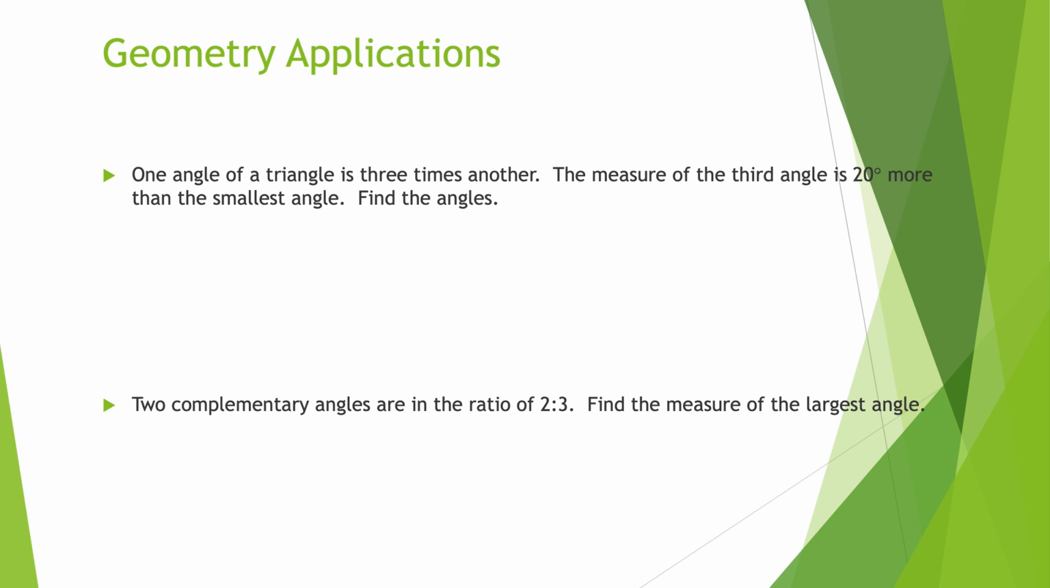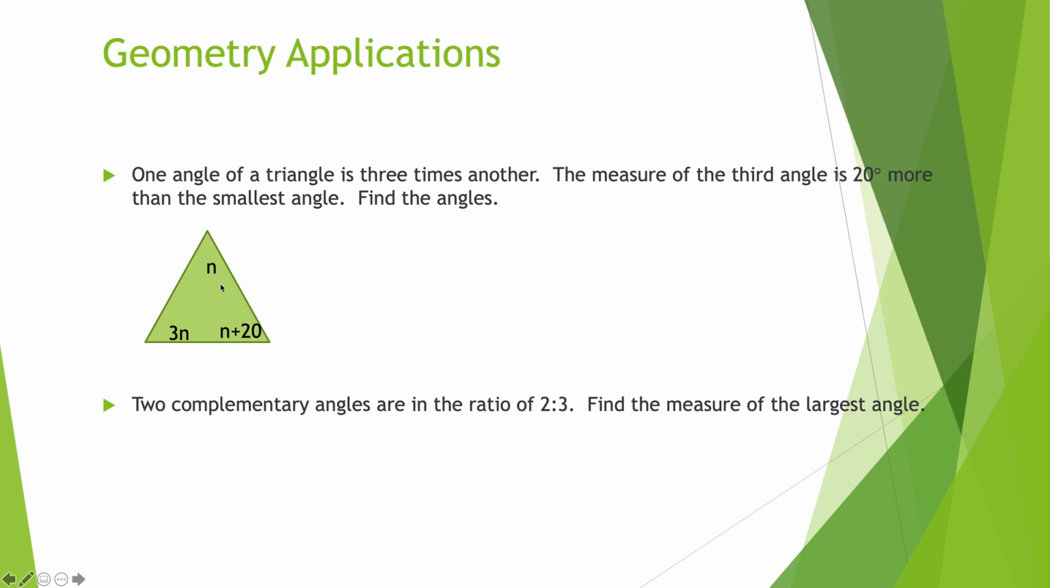Okay, so one angle of a triangle is 3 times another. The measure of the third angle is 20 more than the smallest angle. Find the angles. So there's my triangle. Here's my small angle n. The next one is 3 times as big, so 3n. And the measure of the third angle is 20 more than the smallest guy, so that's n plus 20.